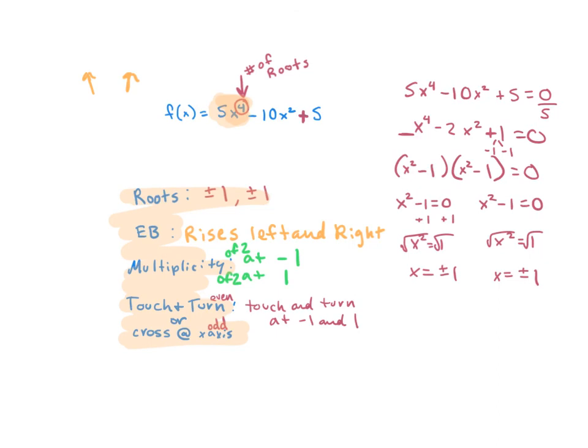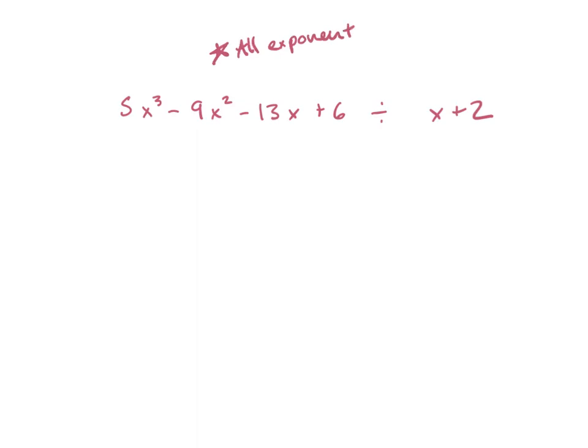Ms. Carver? Yes. So we would have 5x cubed minus 9x squared minus 13x plus 6. And we need to divide this by, let's just say x plus 2. Whenever we're dividing, we need to make sure that we have all of our exponents present. So whether it is synthetic division or long division, if we start with x cubed, we need to have an x squared, an x, and a constant. So here we have them all, we don't need to add anything.